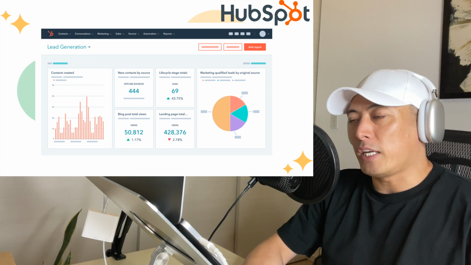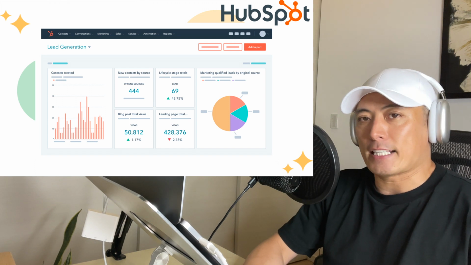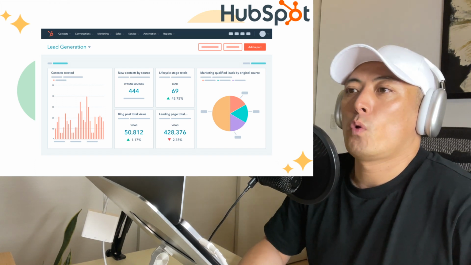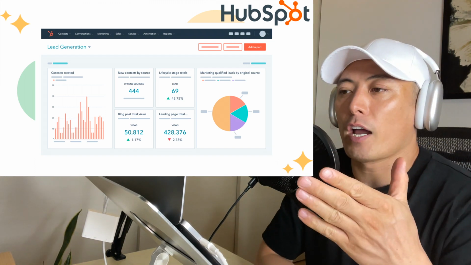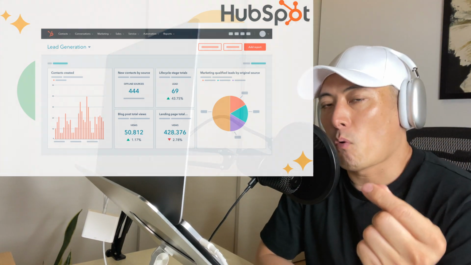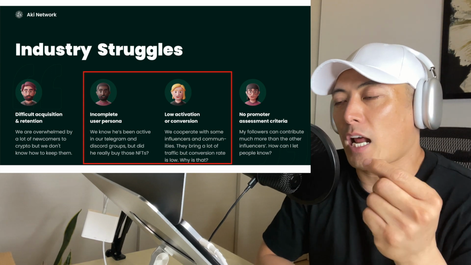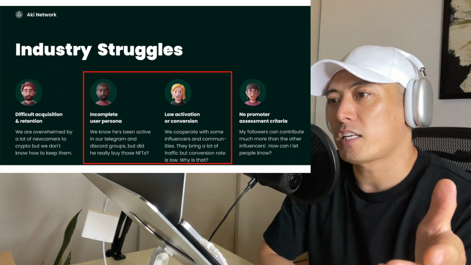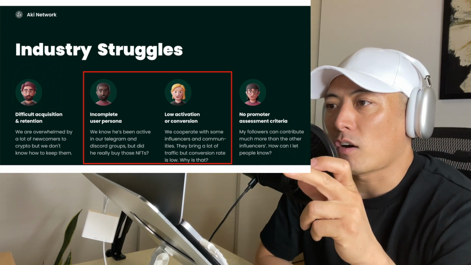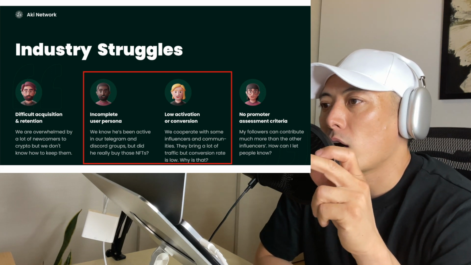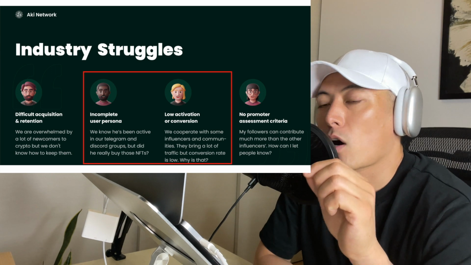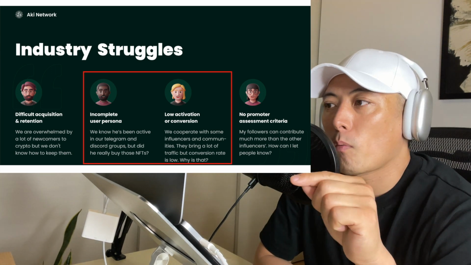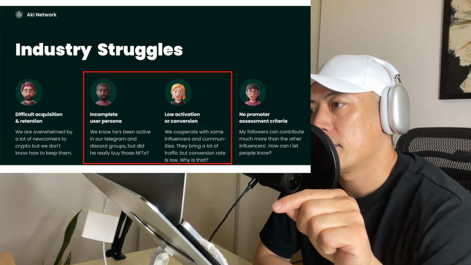But for the Web 3, we don't have any kind of product yet. That is why we see the huge potential here for the AKI Network, because they already identify a lot of like pain points for the Web 3 startups when they're gonna run marketing campaign, like a difficulty on acquisition and retentions, or incomplete user persona, or lower activation or conversion rate, or no promoter assessment criteria.